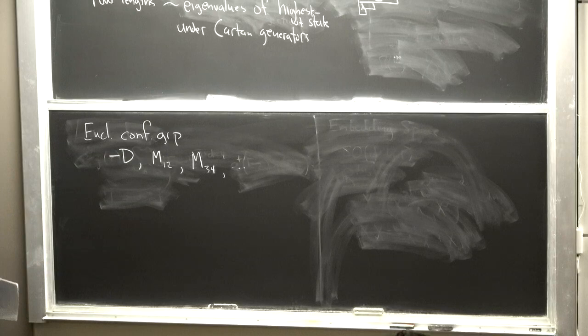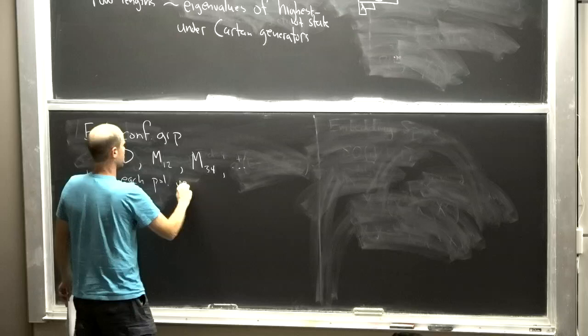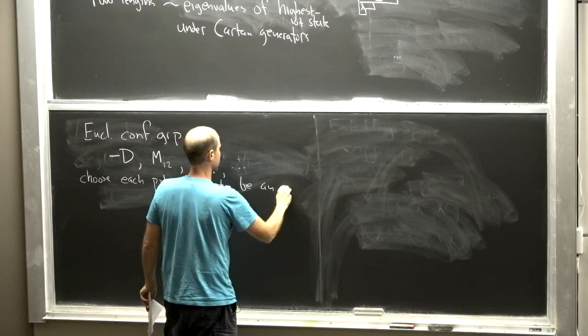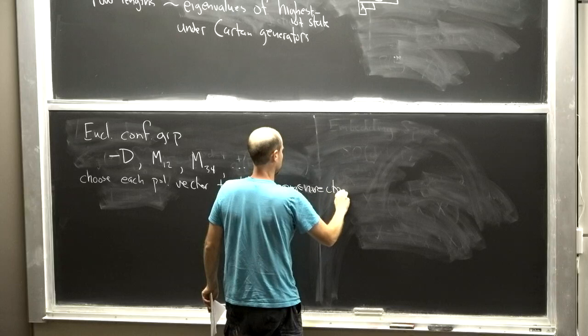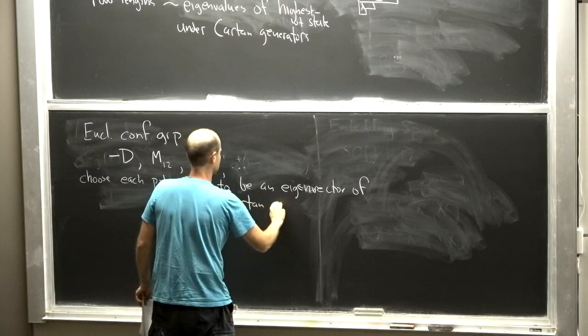And then the idea is that to get the highest weight state, what you do is you choose each polarization vector to be an eigenvector of a corresponding Cartan generator. This is very fancy sounding. Let me give an example.